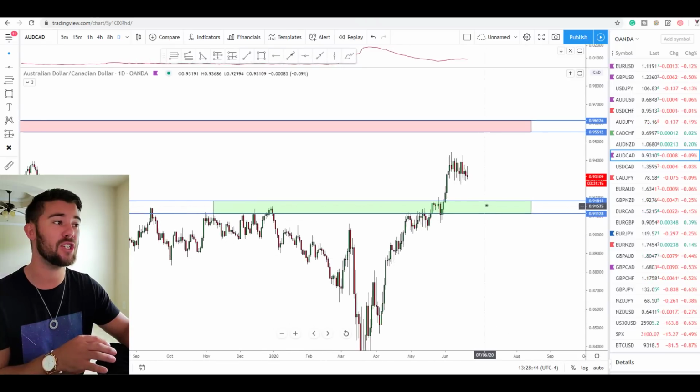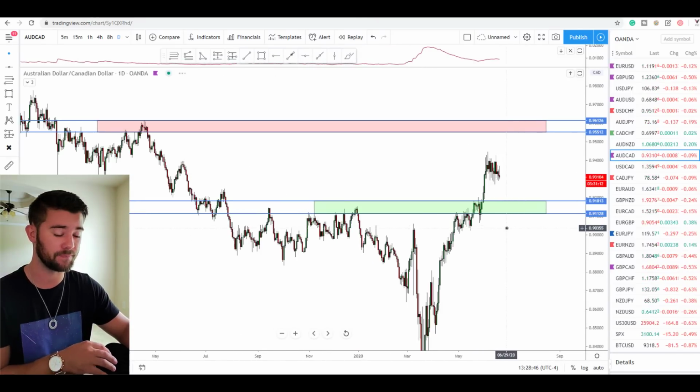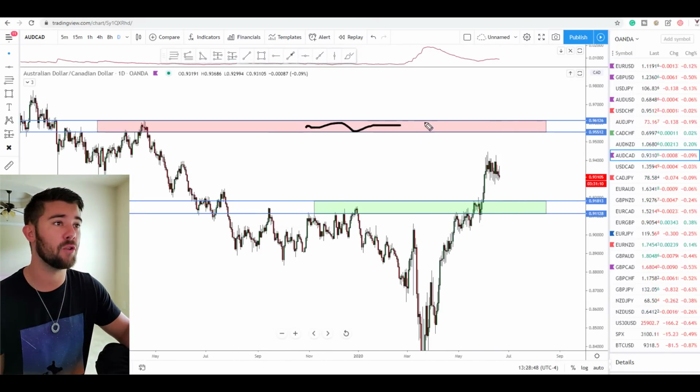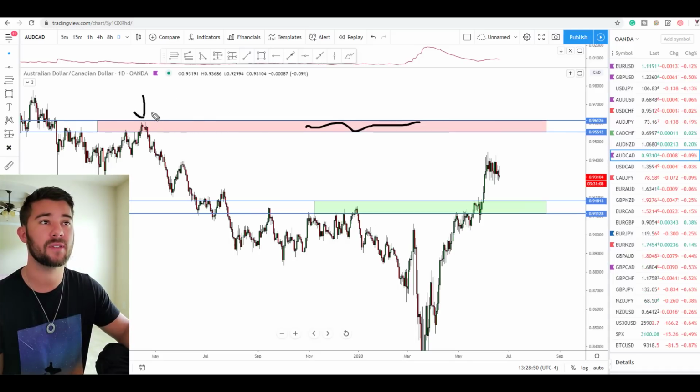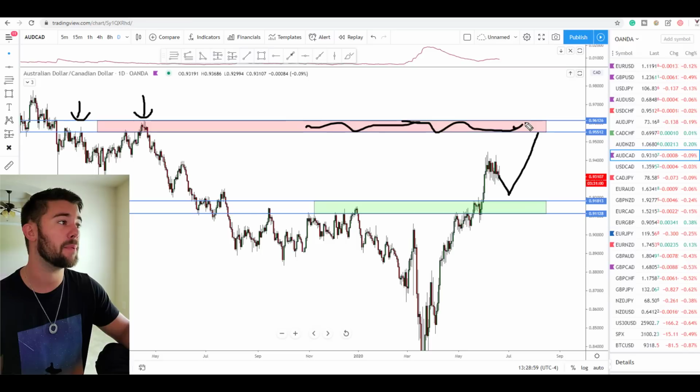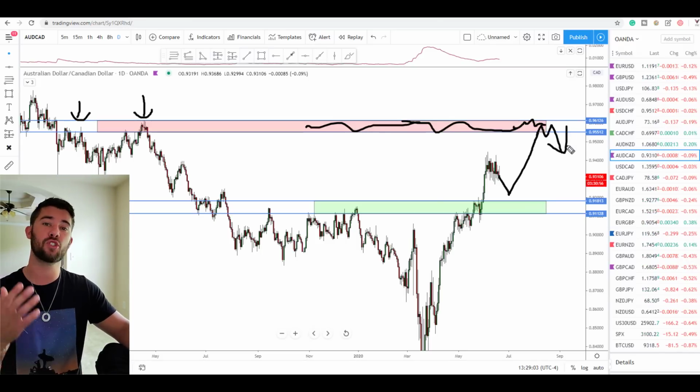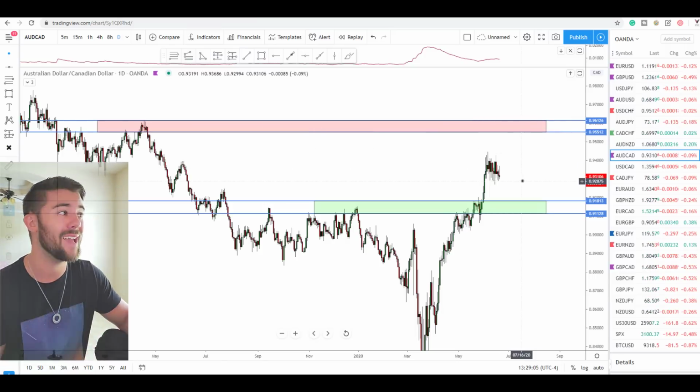In the case that we don't make it back down to this area, has this red zone been pushed around by the market multiple times? Yes, it has. So with that being the case, this red zone, if we don't come back down into this green zone, or even if we do and we get a push up, this will be my next counter trend zone, and it'll be the zone I'm looking at for possible short trades out of the Aussie Canada.